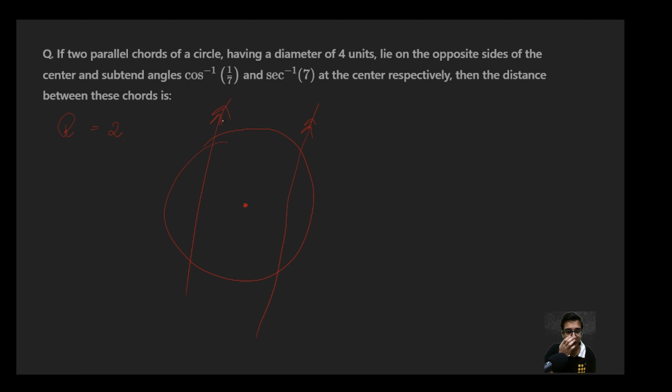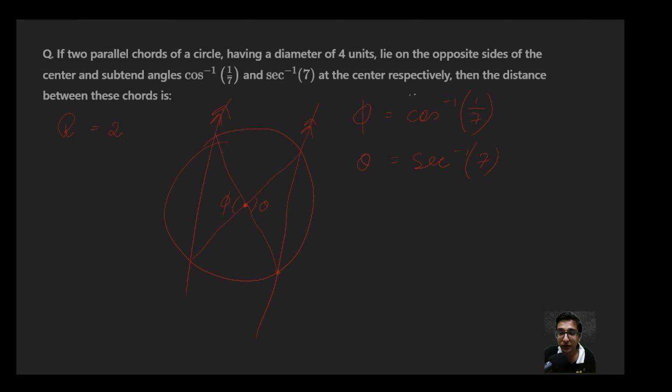These two chords are parallel to each other, and they subtend angles cos inverse 1 by 7 and sec inverse 7 at the center. That means the angle that this chord is subtending, let's say this one is theta, and the angle this chord is subtending, let's say this is phi. So there are two angles. They've given us information about these two angles. Phi is nothing but cos inverse 1 by 7 and theta is nothing but sec inverse 7.